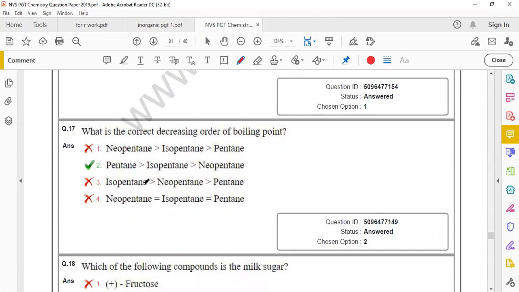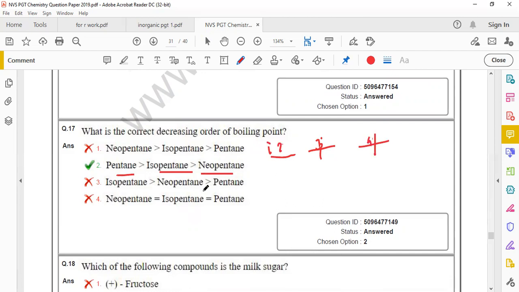Boiling point का decreasing order क्या होगा? So here you can say pentane, isopentane and neopentane. In pentane you will get a straight chain. In isopentane you will get a branched chain, and a tertiary carbon will be present. Here primary or secondary carbon will be present. But in neopentane you will get a quaternary carbon, right?